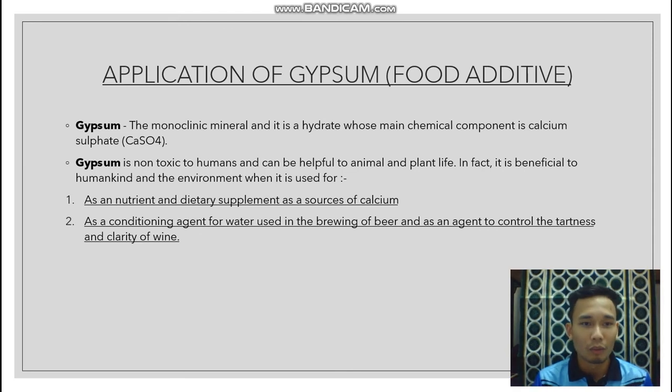And now I would like to present about the application of gypsum that our group chose, which is food additive. Gypsum is a monoclinic mineral and it is a hydrate whose main chemical component is calcium sulfate, that is CaSO4. Gypsum is non-toxic to humans and can be helpful to animal and plant life. In fact, it is beneficial to humankind and the environment when it is used. So our group will apply it to food additive.